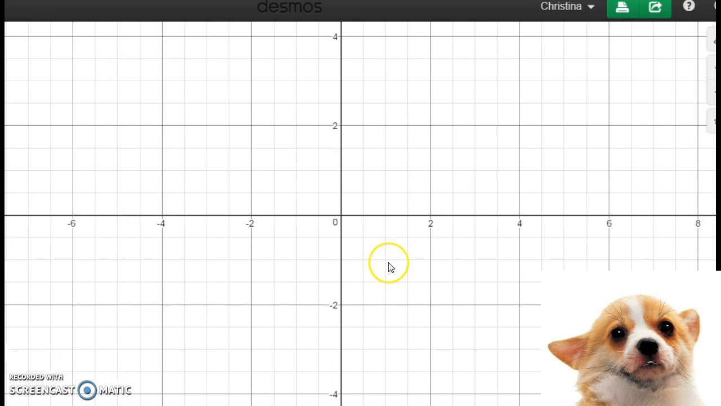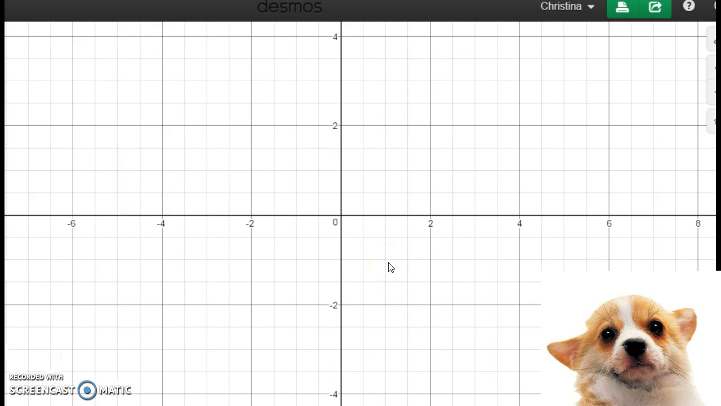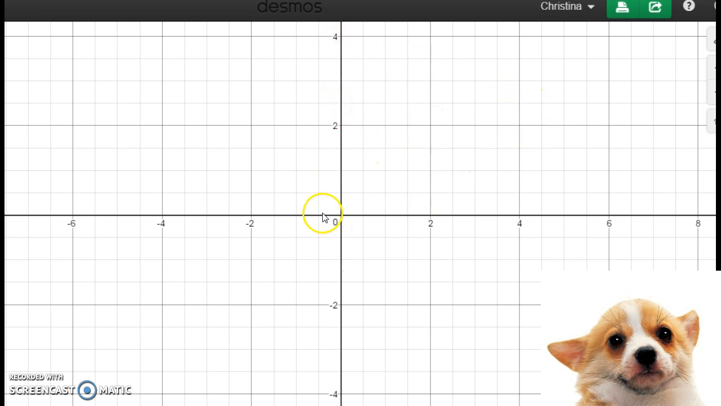The next thing I want to talk about are something called quadrants. Quadrants are sections of the coordinate plane. So this is quadrant 1, which is formed by this axis and this axis. This is quadrant 2. This is quadrant 3. And this is quadrant 4. It goes in a counterclockwise direction.